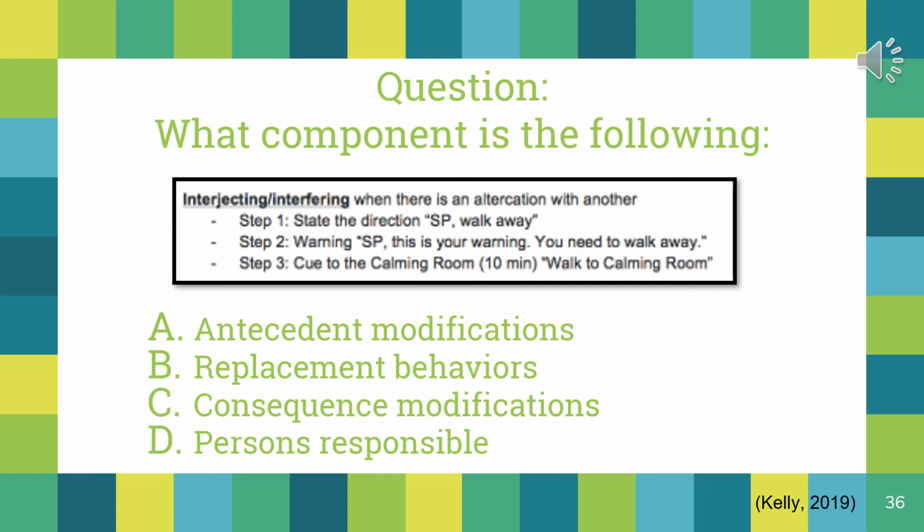A, antecedent modifications. B, replacement behaviors. C, consequence modifications. Or D, persons responsible. On your homework sheet, fill in what component is the following. I'll give you some time to get that filled in.